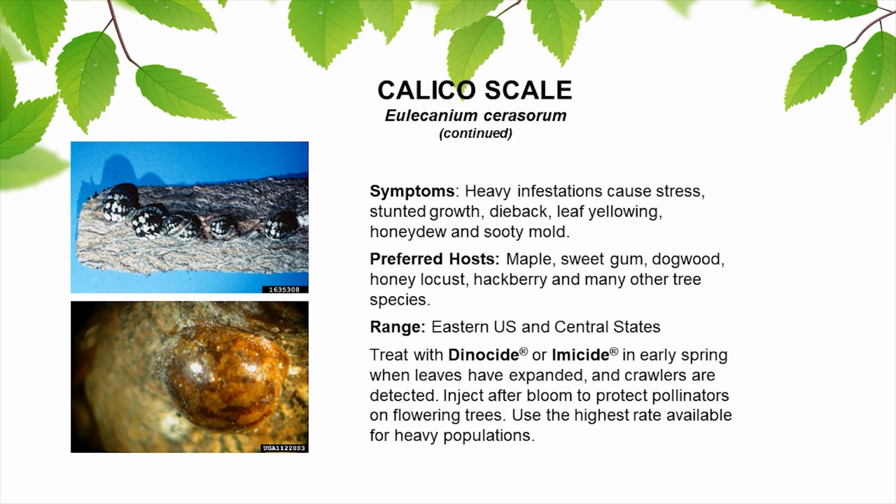Calico Scale can be managed with a dinotefuran or imidacloprid treatment in early spring when the leaves have expanded and crawlers are detected. Inject after bloom to protect pollinators on flowering trees. Use the highest rate available for heavy populations.